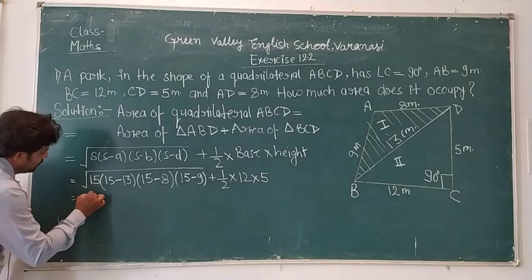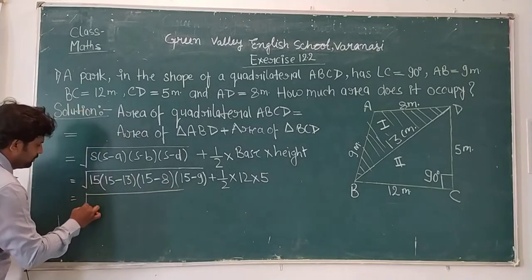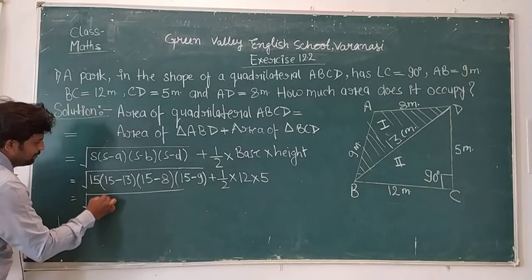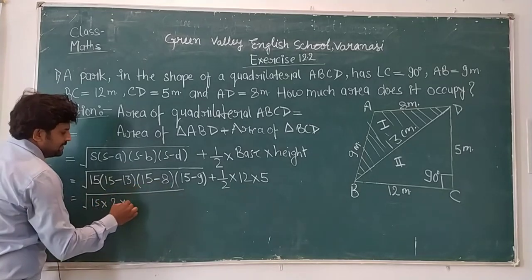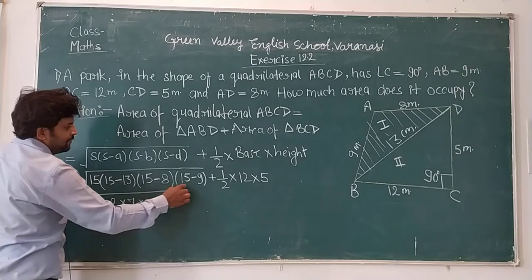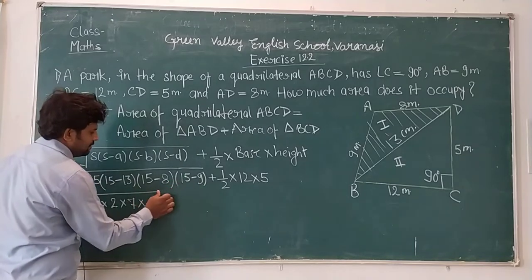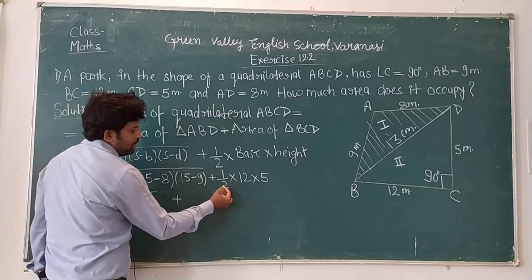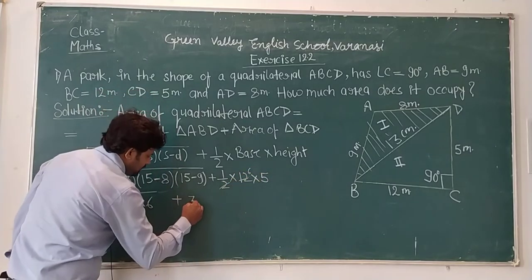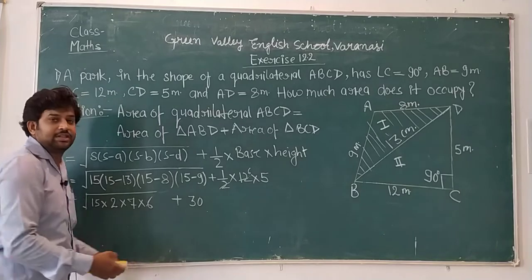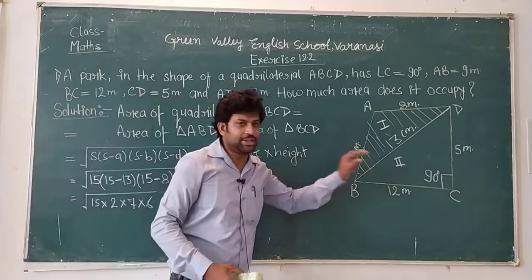Okay. Now we will calculate: 15 multiplied by 15 minus 13, 2. 15 minus 8, 7. 15 minus 9, 6. Plus 1 upon 2 into 12, 6, 6 into 5, 30. It means 30 is what? 30 is the area of the second triangle.